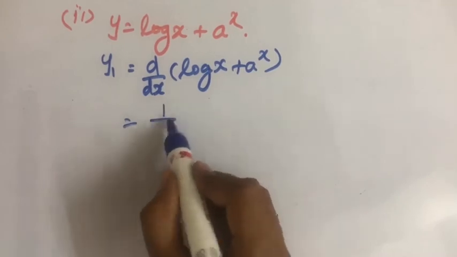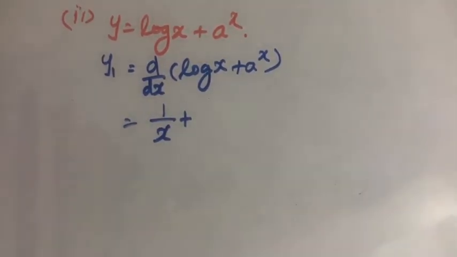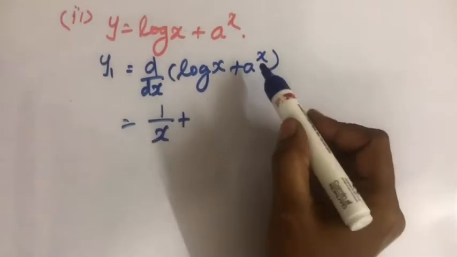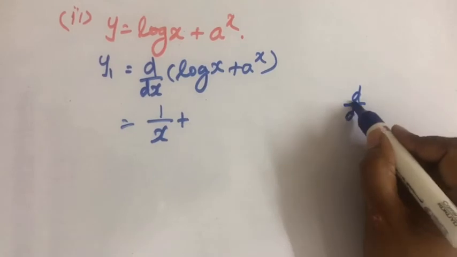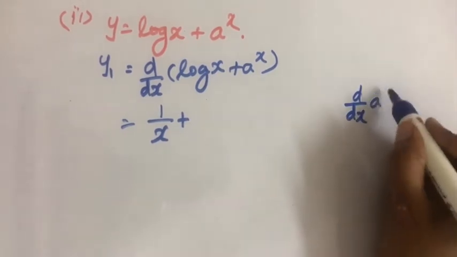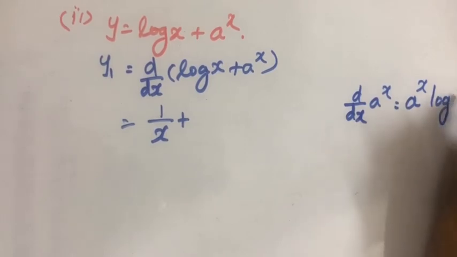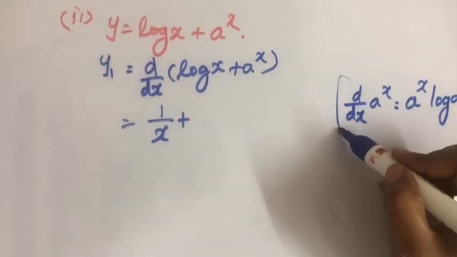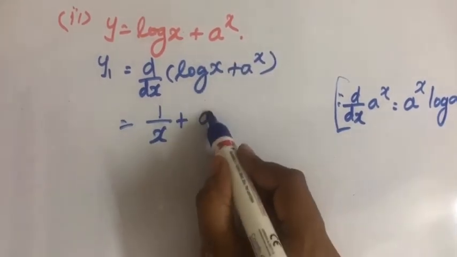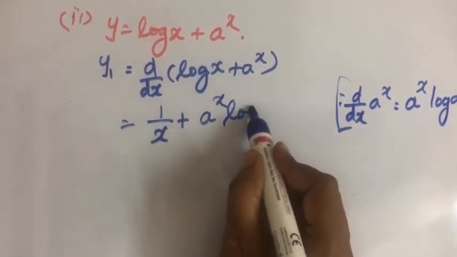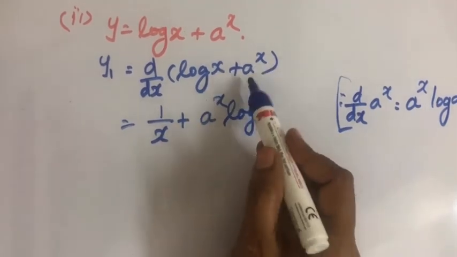Log x is 1 by x. Plus we need to differentiate a power x. So differentiation of a power x, it is a general form. So d by dx of a power x is equal to a power x log a. It is a general form. Okay, so while differentiating a power x, we get a power x log a. It is not x power a, it is a power x.